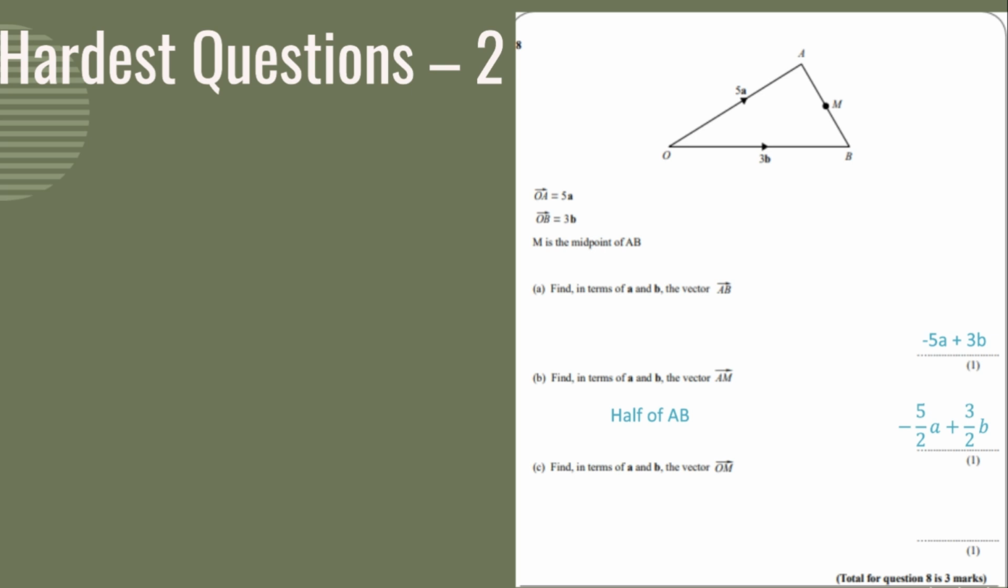Now we're asked to find, in terms of a and b, the vector OM. So here we go from O to A plus A to M. We know O to A is 5a and A to M is minus 5a over 2 plus 3b over 2. So for our final answer, we'd get 5 over 2 a plus 3 over 2 b.